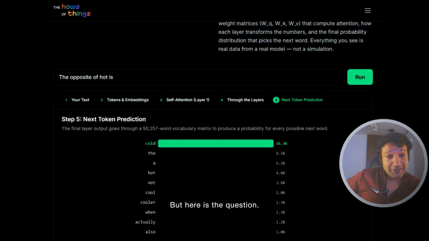But here's the question: how did the model learn all those weight matrices? They started as random noise. Something had to shape millions of random numbers into the useful patterns we just saw. That's training. And in the next video, you can actually watch it happen in real time.